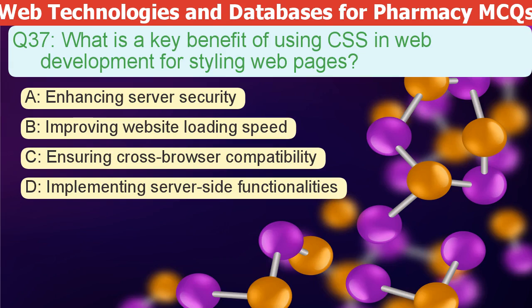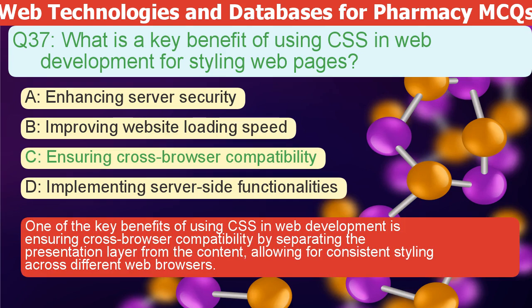What is a key benefit of using CSS in web development for styling web pages? A. Enhancing server security. B. Improving website loading speed. C. Ensuring cross-browser compatibility. D. Implementing server-side functionalities. The correct answer is C. One of the key benefits of using CSS in web development is ensuring cross-browser compatibility. By separating the presentation layer from the content, consistent styling across different web browsers is achieved.